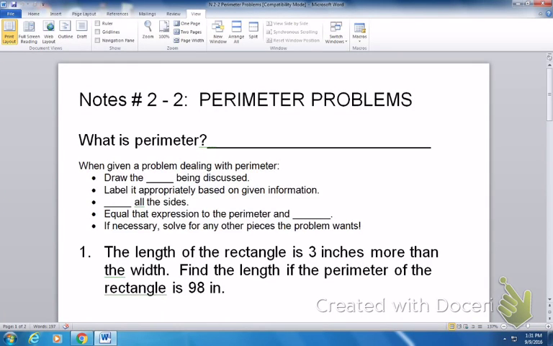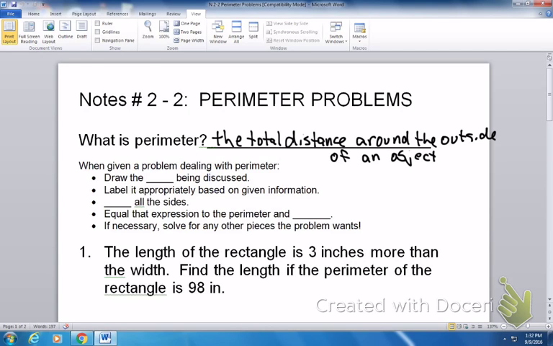All right, so today on Notes 2.2, we're going to be talking about perimeter problems. And let's just define a couple of things I kind of know you already know. What is perimeter? Perimeter is the total distance around the outside of an object. And to find a perimeter, we're going to add all the sides.